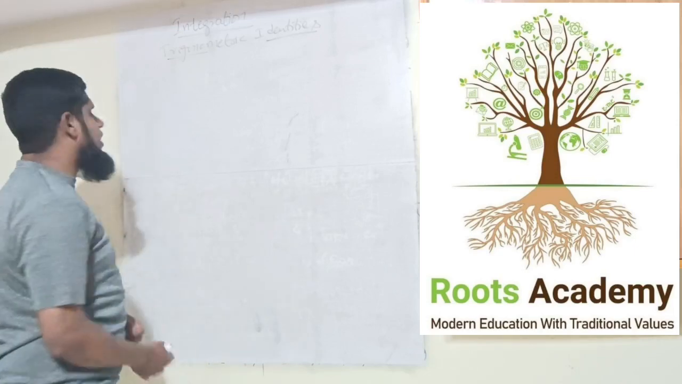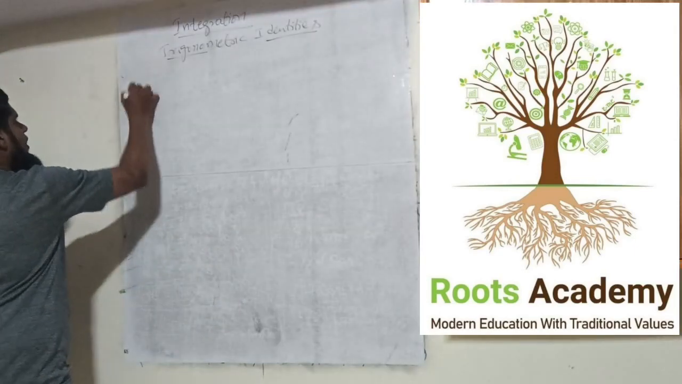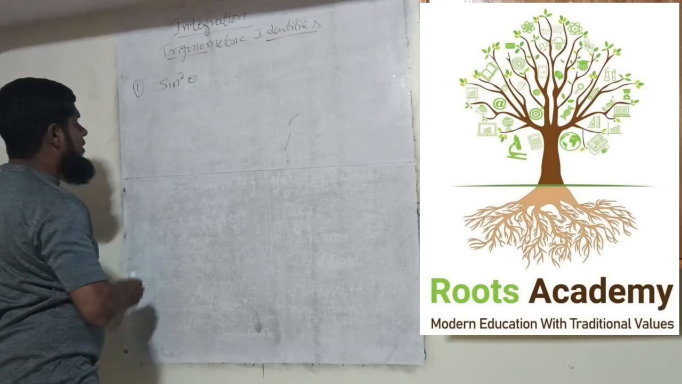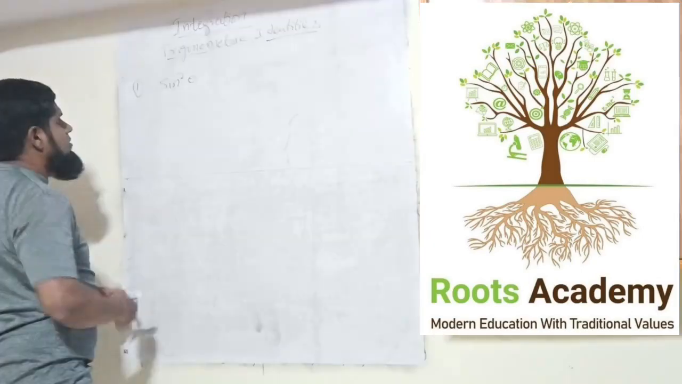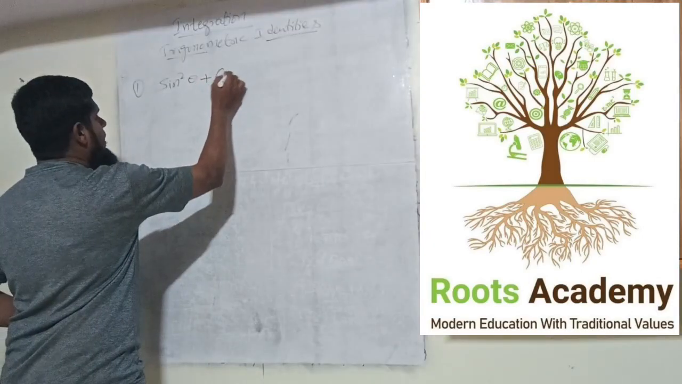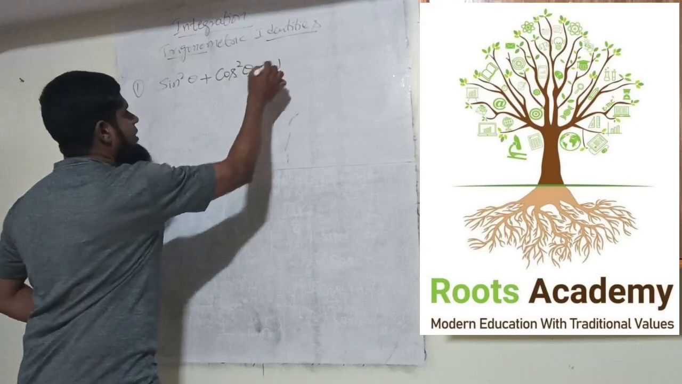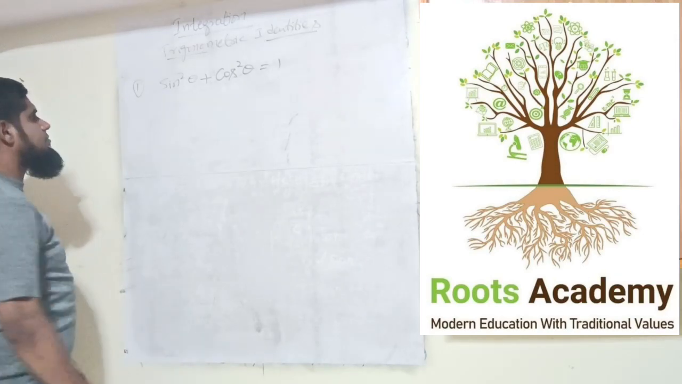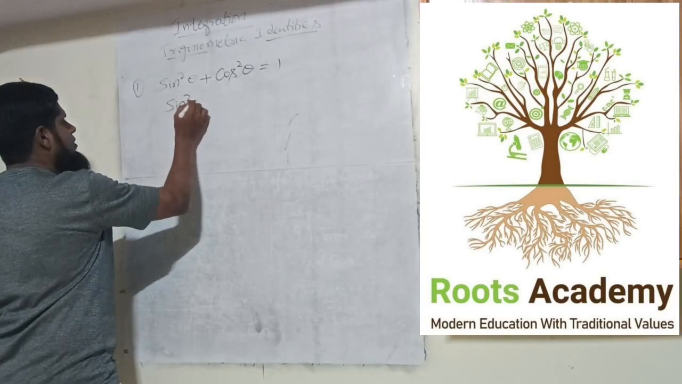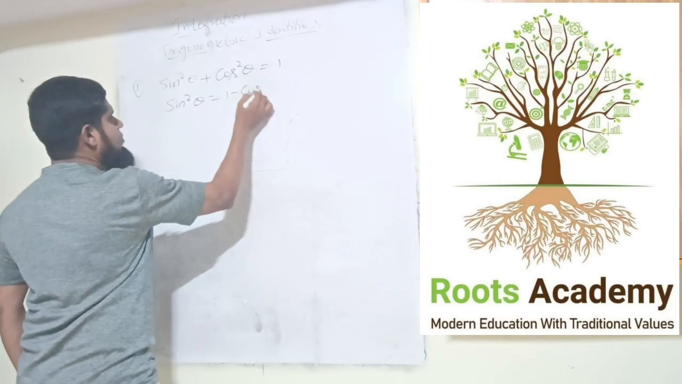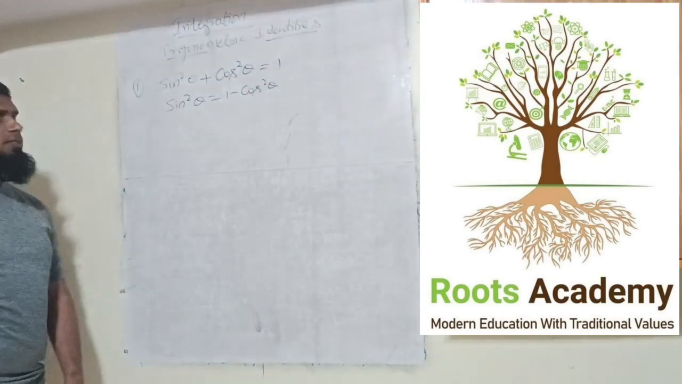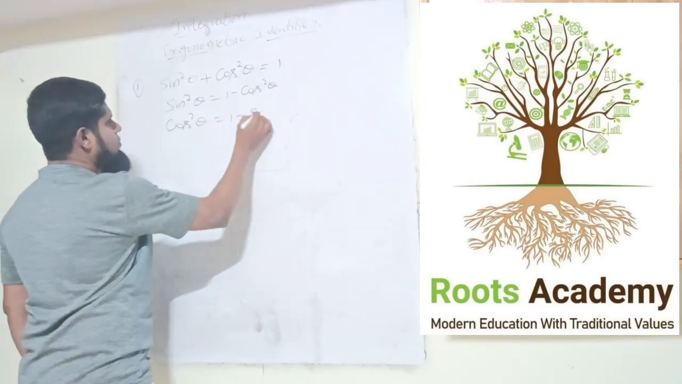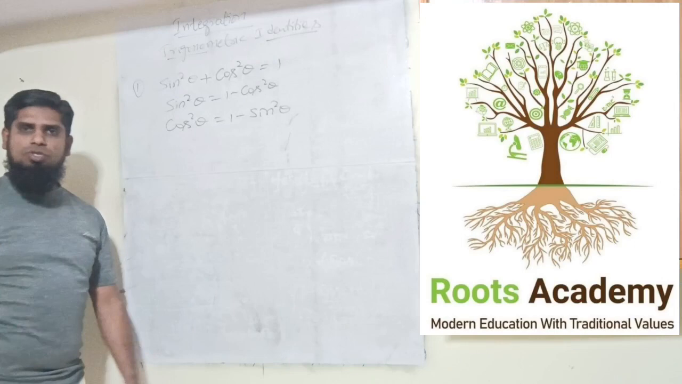Basically there are three trigonometric identities. The first identity says that sine squared theta plus cos squared theta is equal to 1. With this we can find two more formulas. The first one is sine squared theta is equal to 1 minus cos squared theta, and cos squared theta is equal to 1 minus sine squared theta.